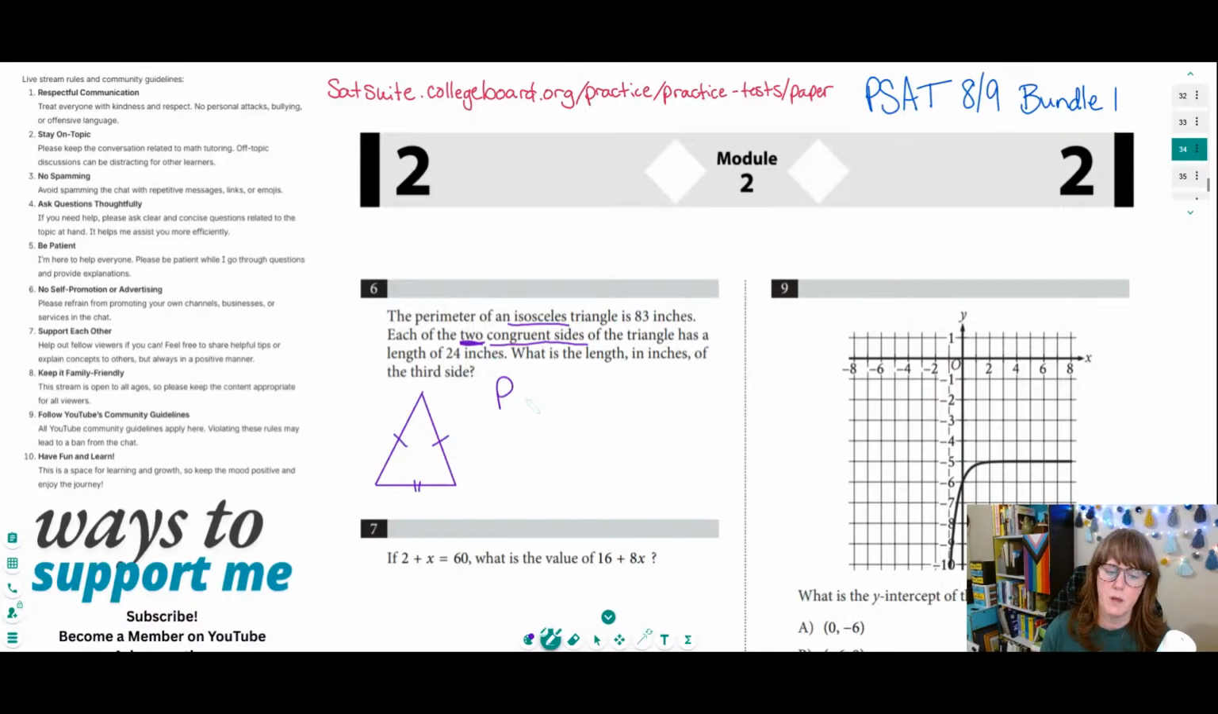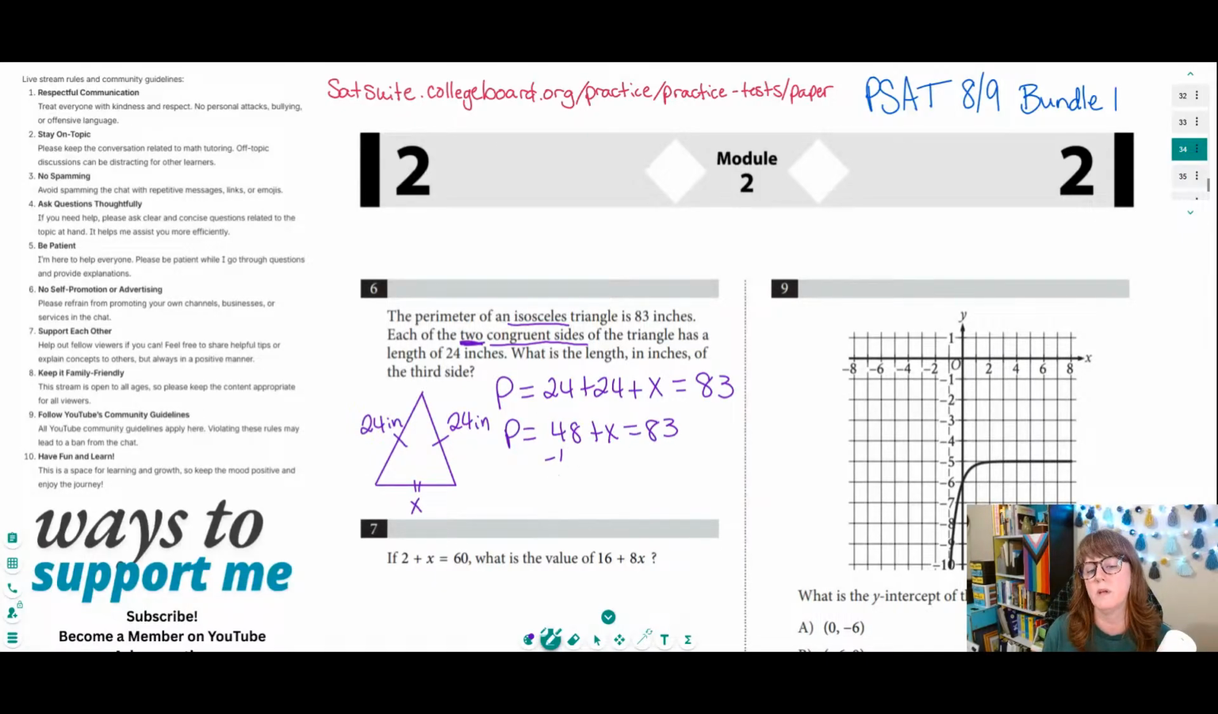Perimeter, we would just add up all the sides, right? So it's telling us that the two congruent sides is 24 inches. So that's these. And then this one we don't know what it is, but we do know that if we add up all three of the sides, I'm just going to use X for the third side, that it should equal 83 inches because that's how we find perimeter. So then perimeter equals 24 plus 24 is 48 plus X equals 83.